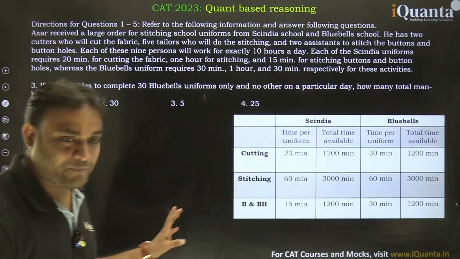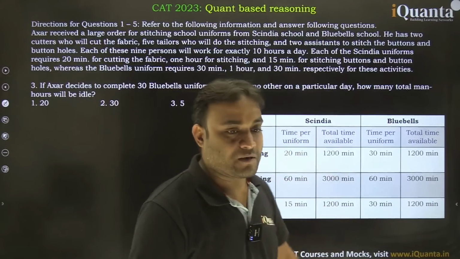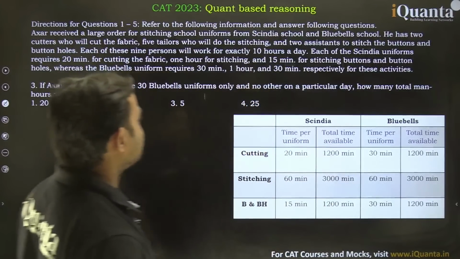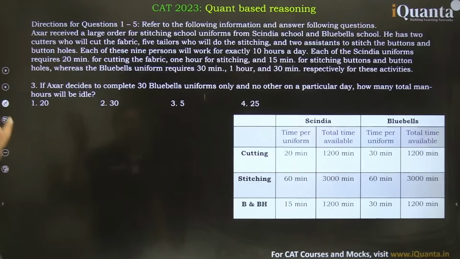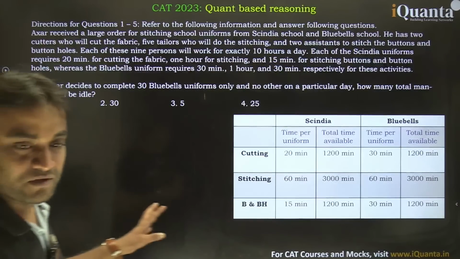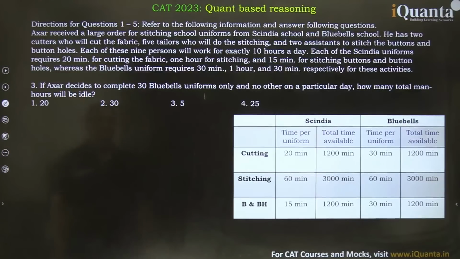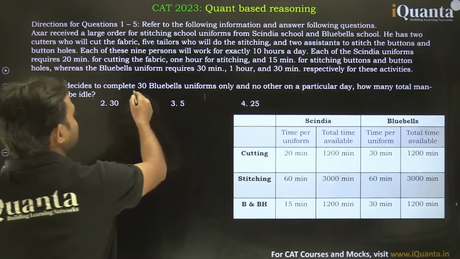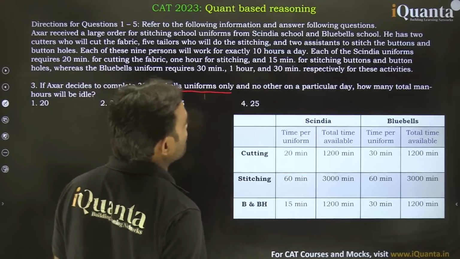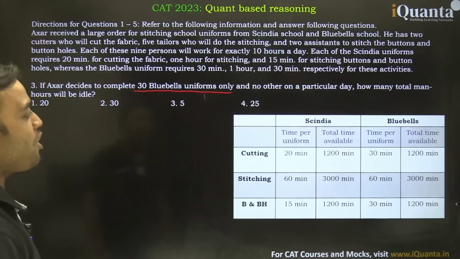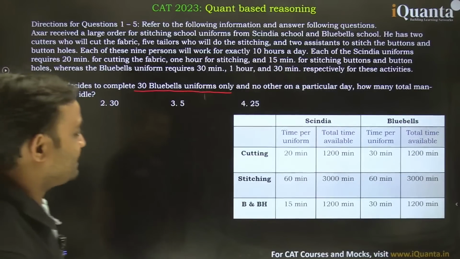So this is what happens when you make a proper table while solving this type of question. Whenever you see questions like this with information not given in any graph or table, you can make a table. It says if Akshar decides to complete 30 Bluebells uniforms only, no other, on a particular day, how many total man hours will be idle?